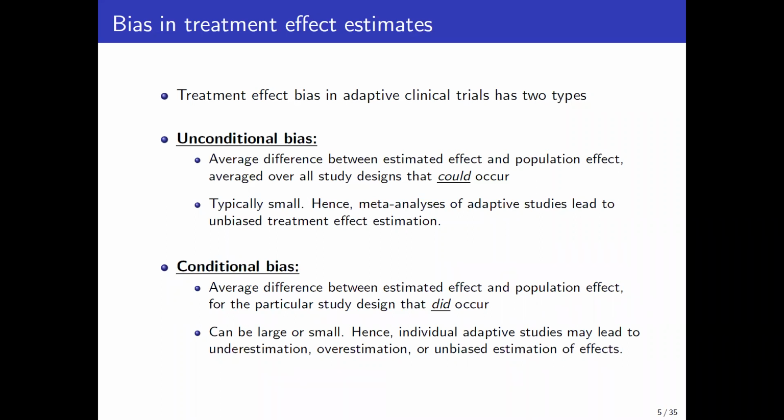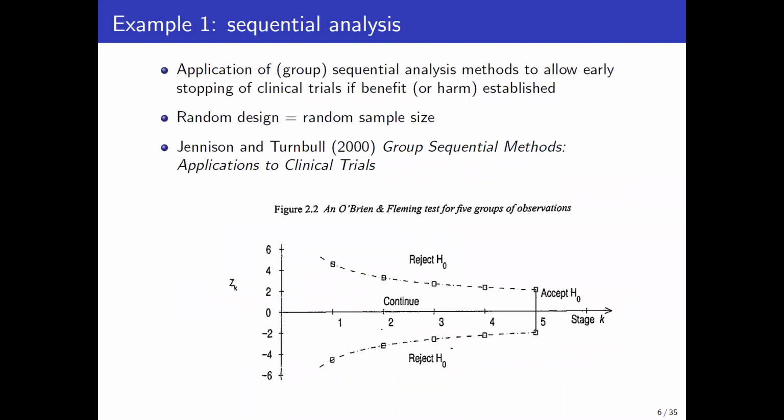But for individual studies, we have this conditional bias, which is the average difference between the treatment effect and the population effect, but for the particular study design that did occur. And that can actually be large or small, depending on the particular study design that we ended up with. So we can have individual adaptive studies that lead to unbiased treatment effect estimation, but also quite substantial underestimation or even overestimation. And this has been studied previously in the context of group sequential studies.